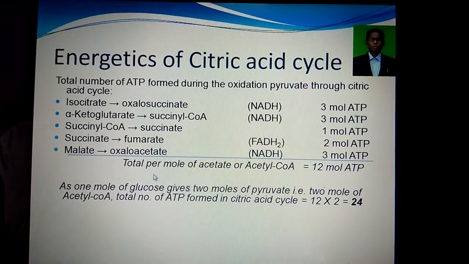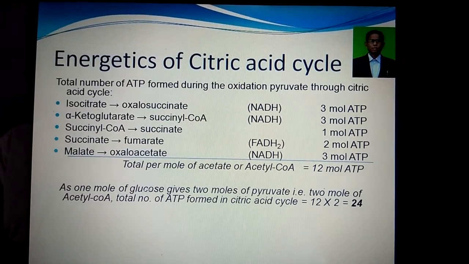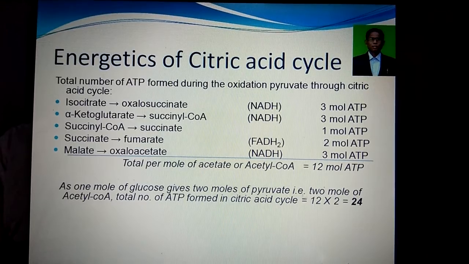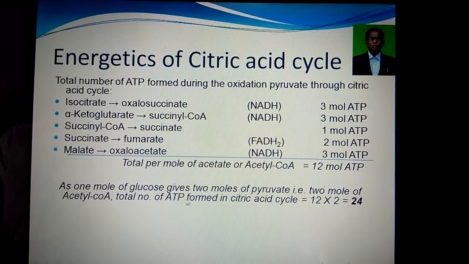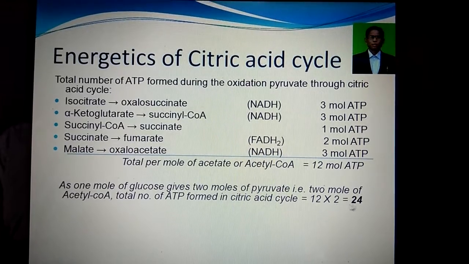So the total number of ATP produced per molecule of acetate or acetyl-CoA is 12. As 1 molecule of glucose gives 2 molecules of pyruvate, that is 2 moles of acetyl-CoA, the total number of ATP formed in the citric acid cycle should be 12 times 2, which is equal to 24.